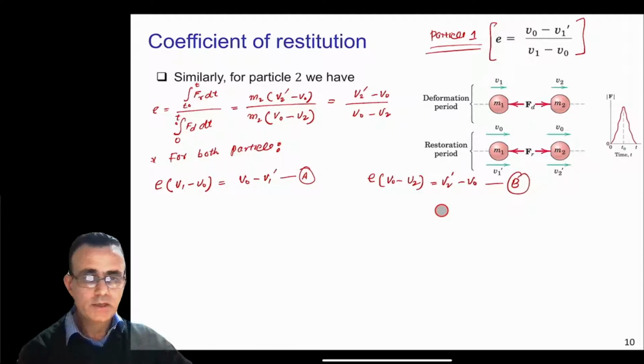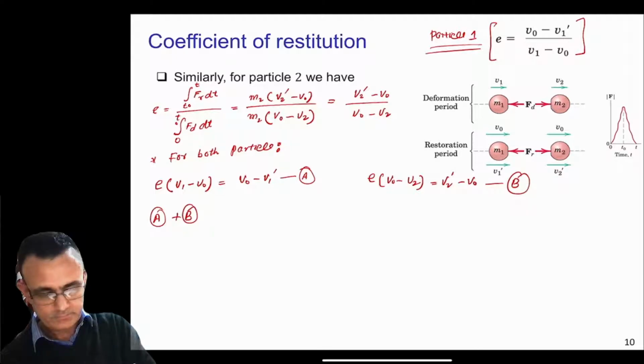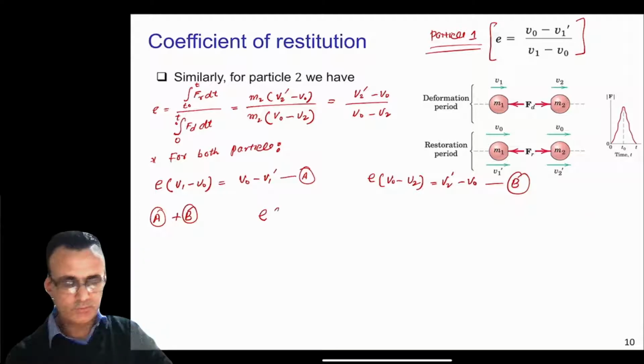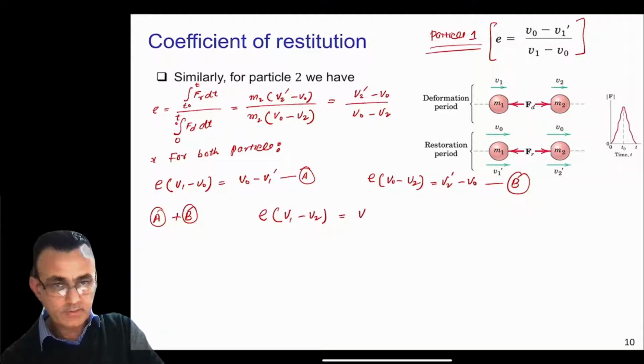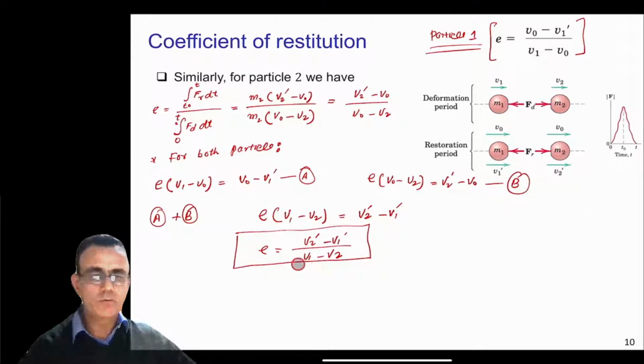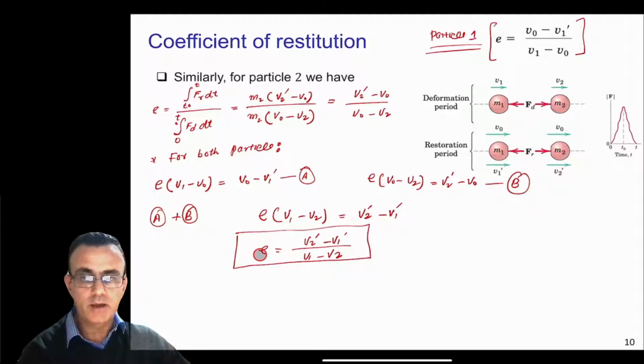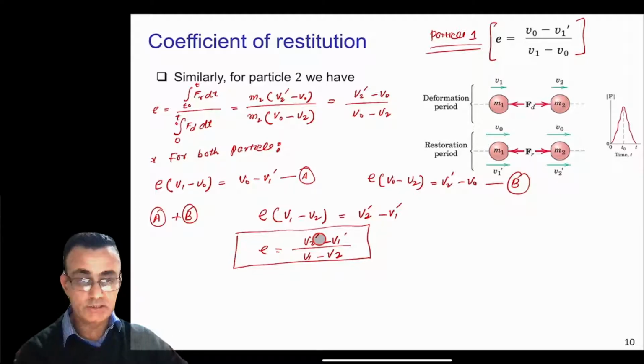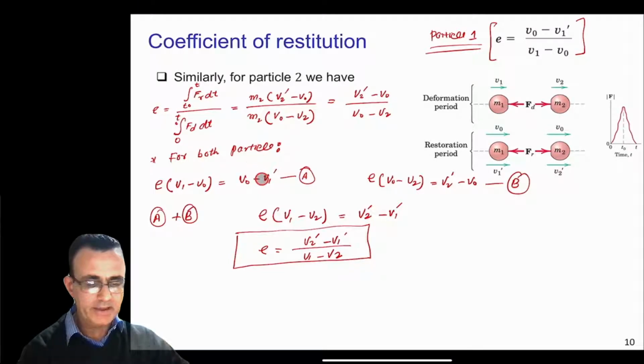Now if you add equations A and B, you end up with an equation from which you can calculate E, which becomes equal to (v2 dash minus v1 dash) divided by (v1 minus v2). This is a very important equation for the coefficient of restitution. We can write it in terms of v2 dash, v1 dash, v1, and v2. There is no v naught here, which is really good, because we don't know the value of v naught. By combining these two equations, we managed to get rid of v naught. So the final equation for E is a combination of v1, v2, v2 dash, and v1 dash.